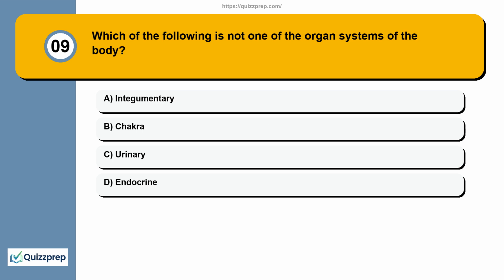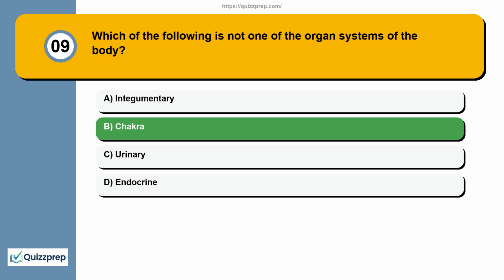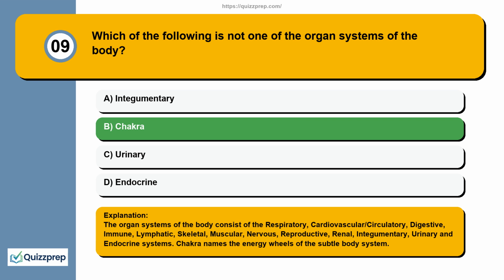Question 9. Which of the following is not one of the organ systems of the body? Integumentary, chakra, urinary, endocrine. The organ systems of the body consist of the respiratory, cardiovascular/circulatory, digestive, immune, lymphatic, skeletal, muscular, nervous, reproductive, renal, integumentary, urinary and endocrine systems. Chakra names the energy wheels of the subtle body system.